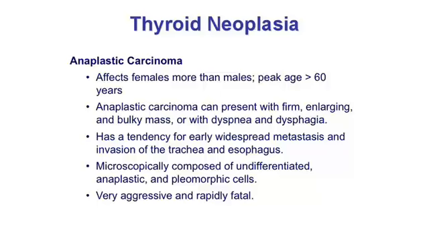Moving on to our anaplastic carcinoma. Again, the term anaplasia means that the cells are undifferentiated, but by definition, all anaplastic tumors are malignant. These tumors are most commonly seen in females, typically going to be older, greater than the age of 60. Now, the tumor can be large and bulky. Again, it can compress the trachea and the esophagus. You can have early widespread metastasis. So as you can see, the prognosis is very poor. And when we do a biopsy, we're going to see these very atypical, undifferentiated, and pleomorphic cells. Again, very aggressive and rapidly fatal.